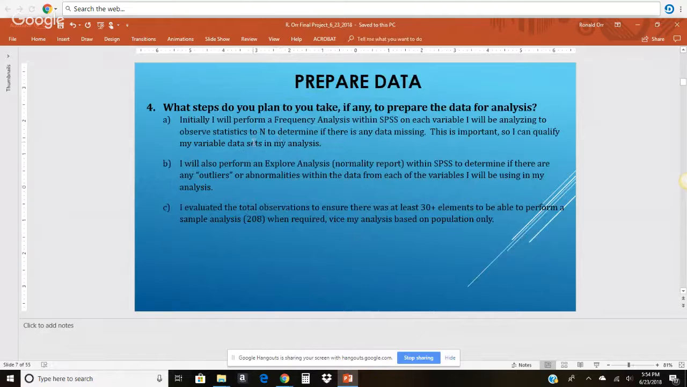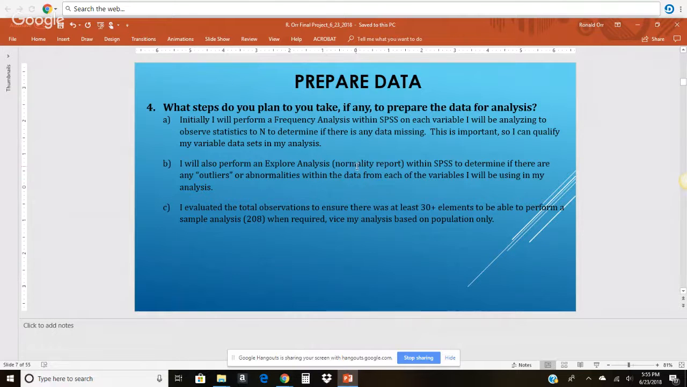So the steps I took to perform this analysis: first and foremost, I performed a frequency analysis within SPSS on each variable. I basically wanted to determine if there was any missing data. This is important so I could qualify my variable data sets in my analysis. I also performed an explore analysis on each variable within SPSS to determine if there are any outliers or abnormalities within this data from each variable.